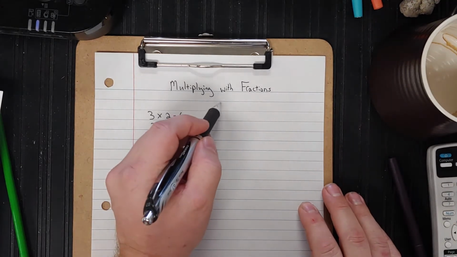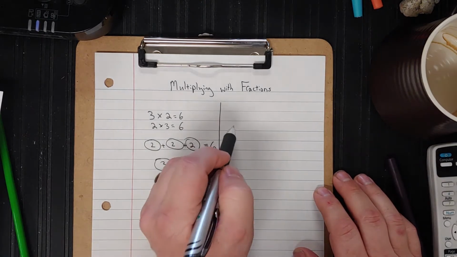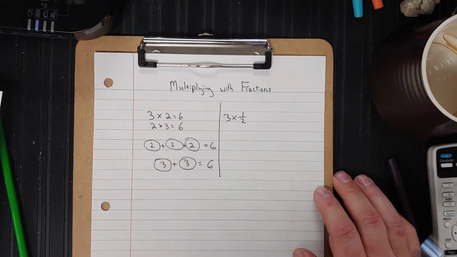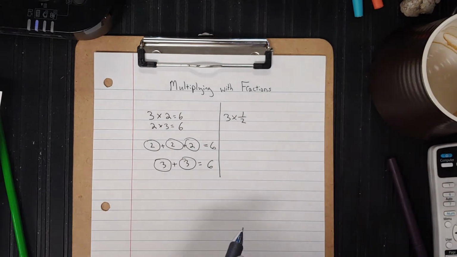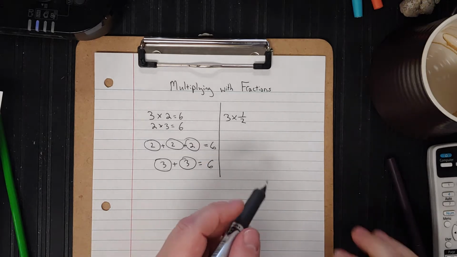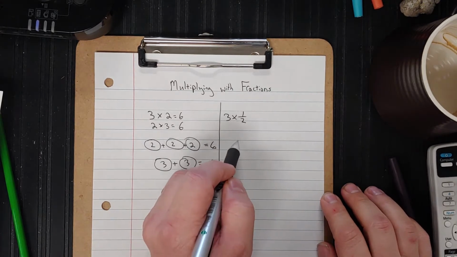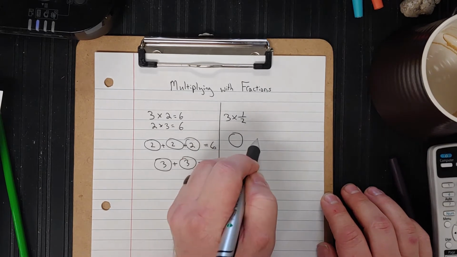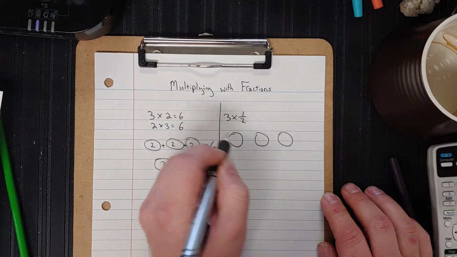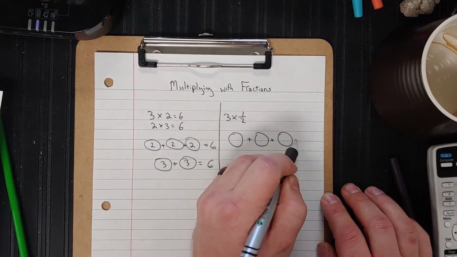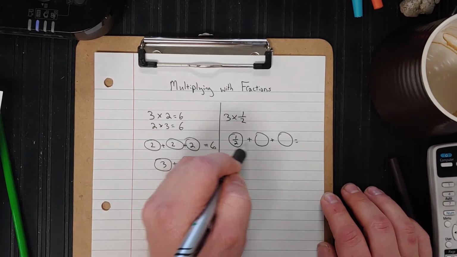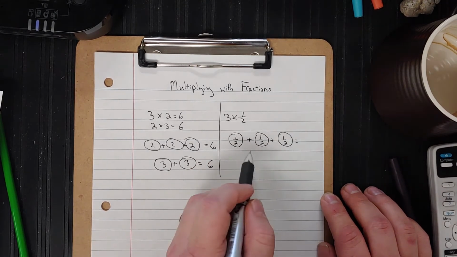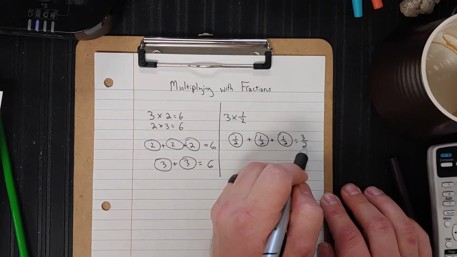Now with fractions, it's very similar. That is, we can do something like this. 3 times 1 half. Well, that can be modeled by saying, okay, I have 3 groups, and I'm going to have 1 half in each group. So there's a group, a group, a group. And remember, multiplication is repeated addition, so I can just add up those groups. Each group's going to get 1 half, 1 half, 1 half.